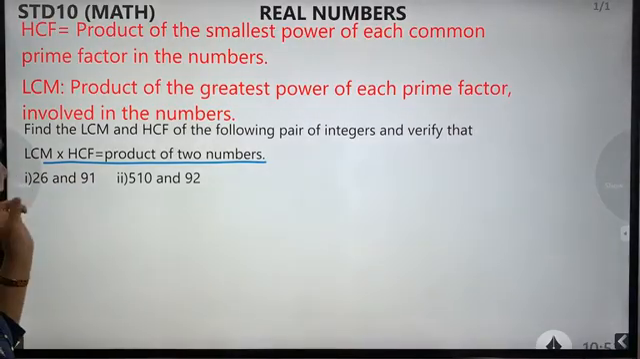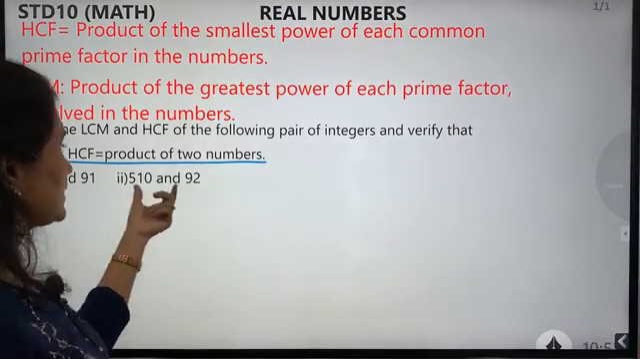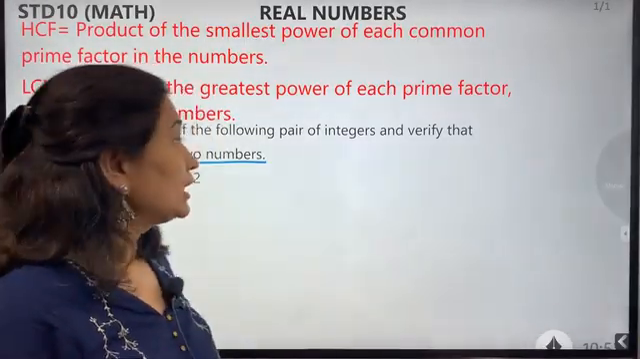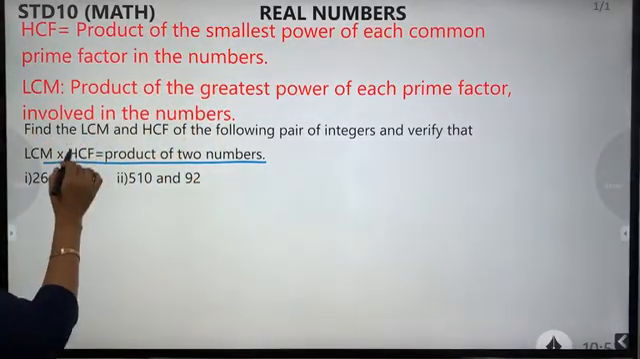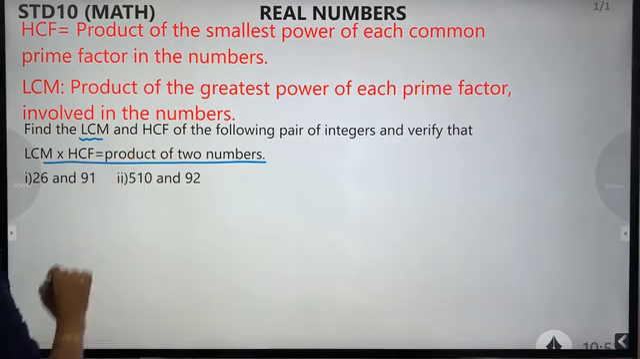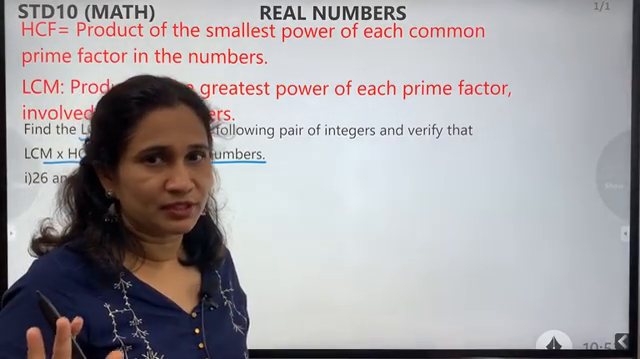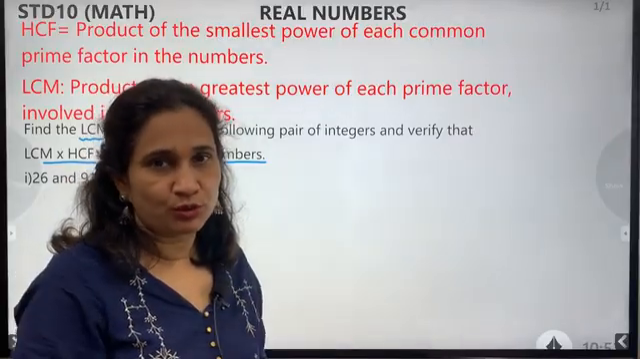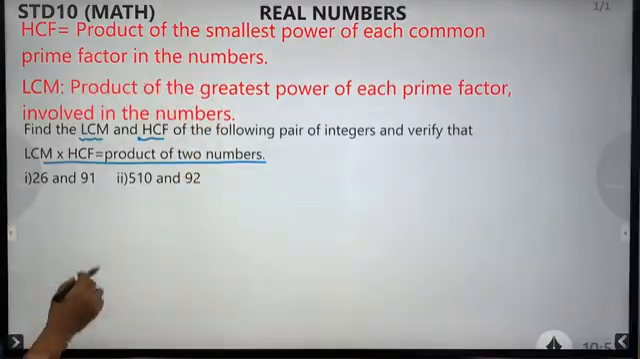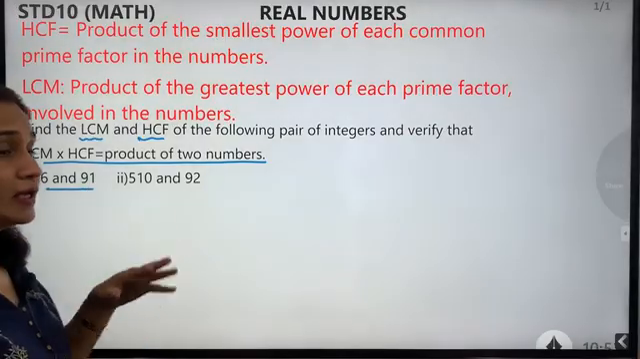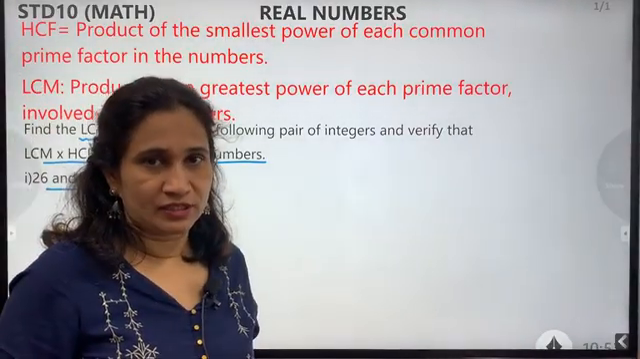Now the first numbers I have chosen are very easy, and then we will go to a little bigger numbers. Now children, first of all keep in mind, whenever you have to find LCM and HCF, the important thing is that you need to prime factorize the numbers first, which I have just now told you how to do. So the first question is 26 and 91. I will first show you their prime factorization.